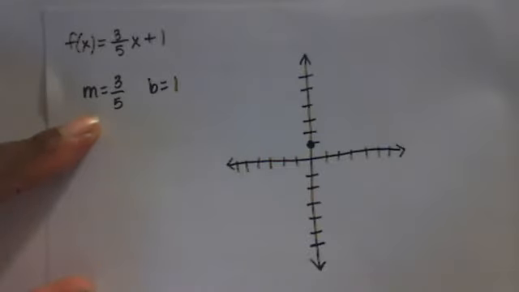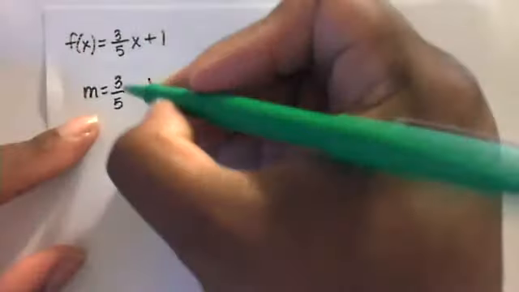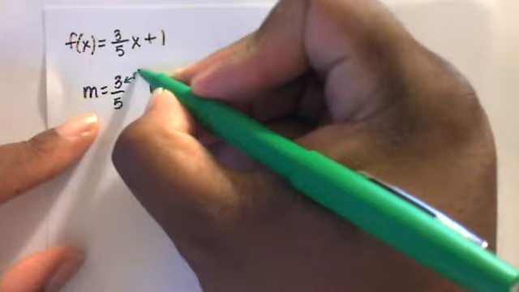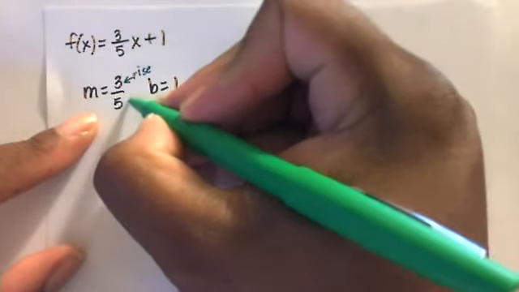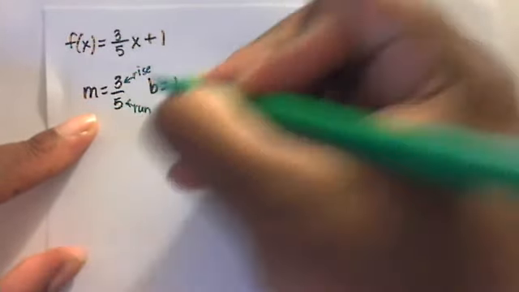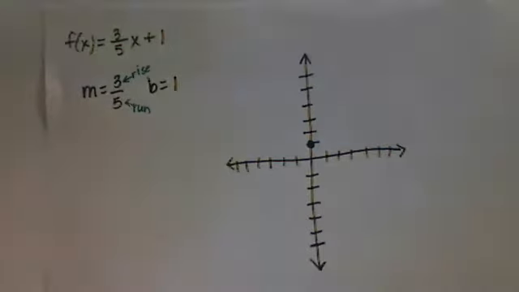Now the 3/5, that's your slope. Now it's written in the form of a fraction, so the numerator is your rise, the denominator is your run. And I do need to point out, if your slope is a whole number, then you'll write that as that number over 1. So if the slope was 2, then it'll be 2 over 1.